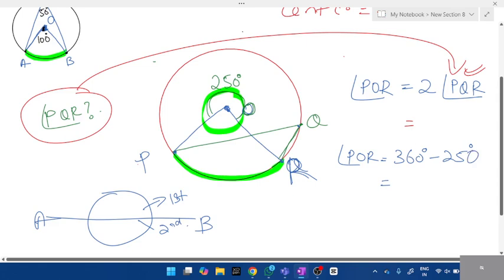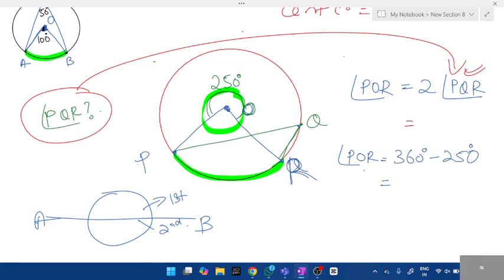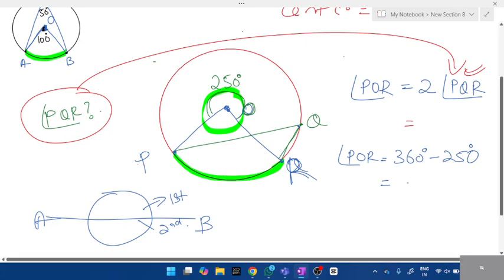360 minus 250. Calculate the value of PQR. 190. PQR, who answered? Lemula, PQR, not POR. Okay, what did you get for POR? POR is equal to 360 minus 250, which is not 190. How much is it? 110? Yes, substitute POR as 110 degrees.